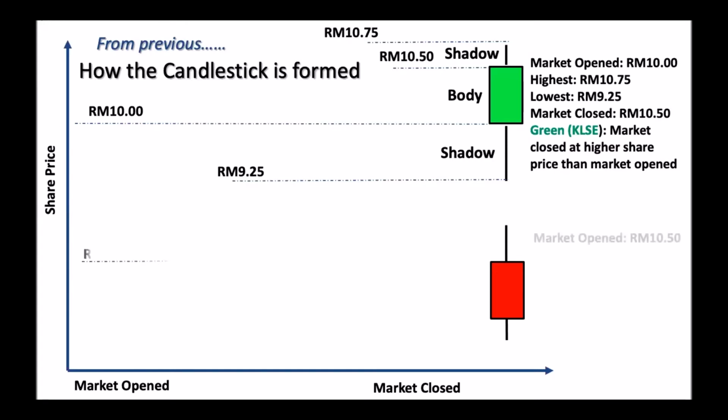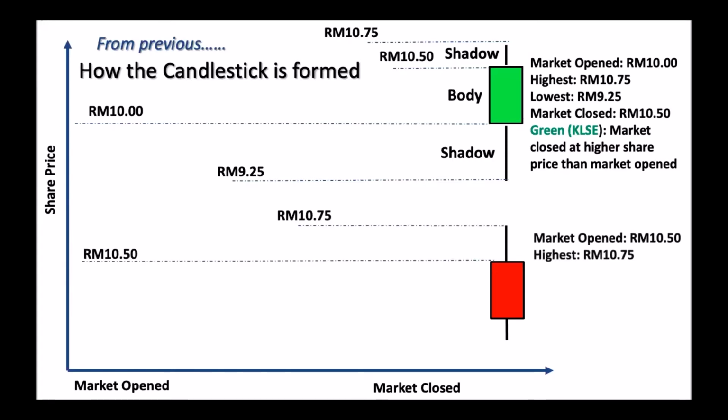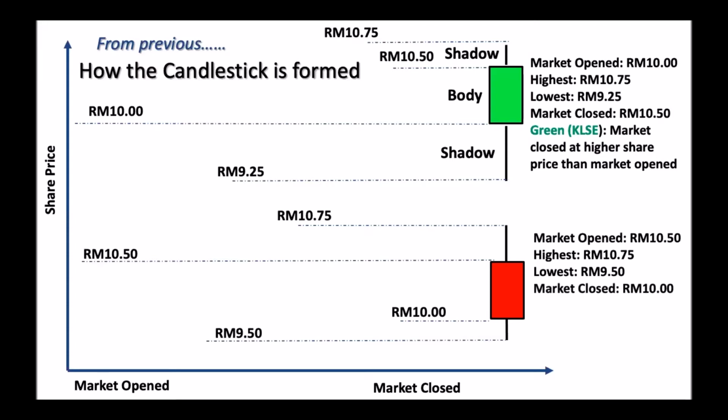For red color, the stock probably opened at 10.50, reached a high of 10.75, and a low of 9.50, and closed at market close at 10 ringgit. So it closed at a lower share price than when the market opened. That's why it's given the red color.